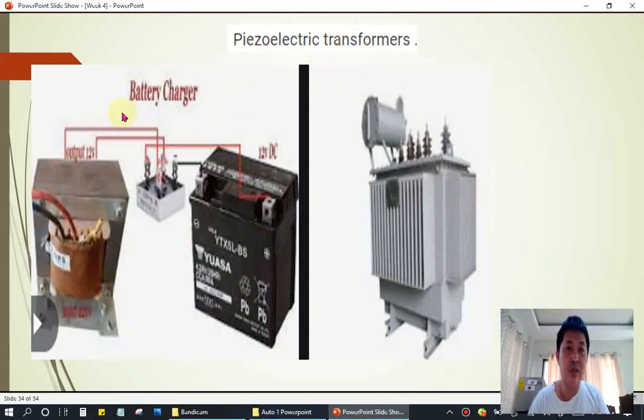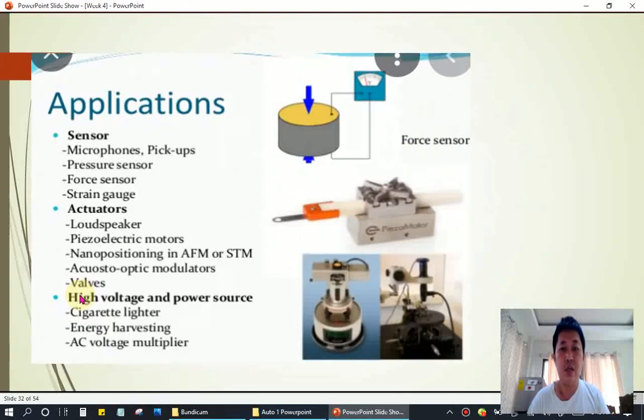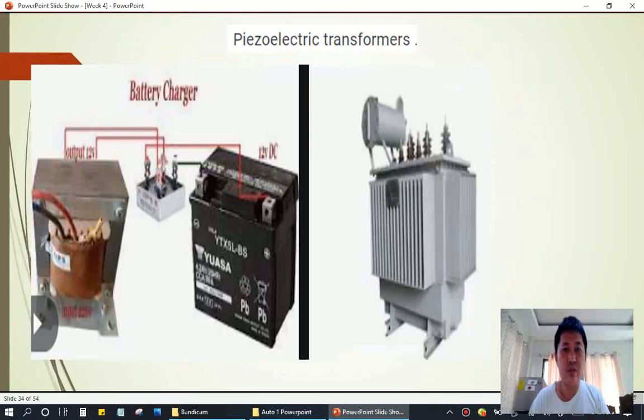We have also here the battery charger. The battery charger also uses piezoelectric. So it charges the battery by means of a piezoelectric system.